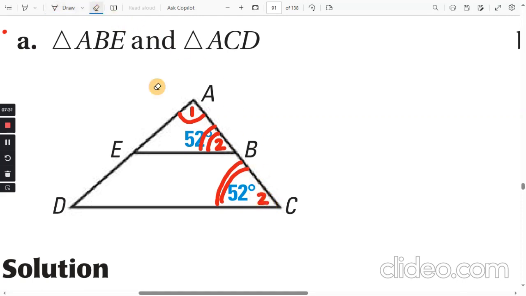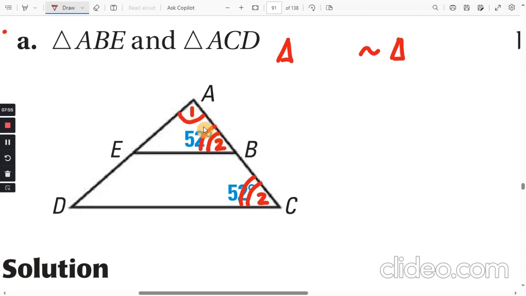Let me fix that. This 52 is also going to have 2 marks. All right, so angle A is in both triangles, and this angle matches this angle. So we could just make the statement. We already proved it. So triangle, similarity symbol, triangle. Let's trace them the same way.